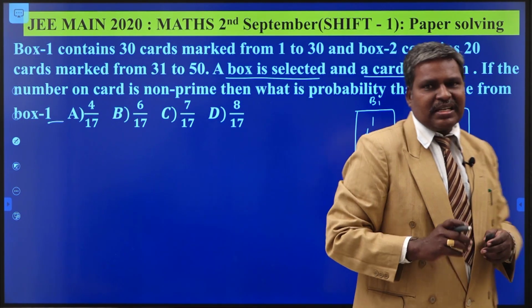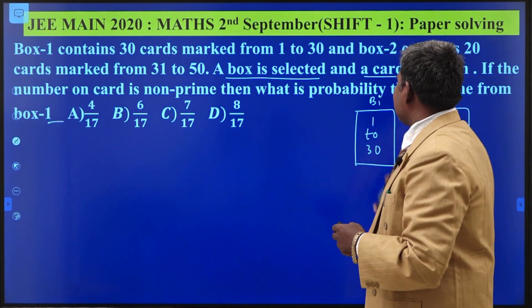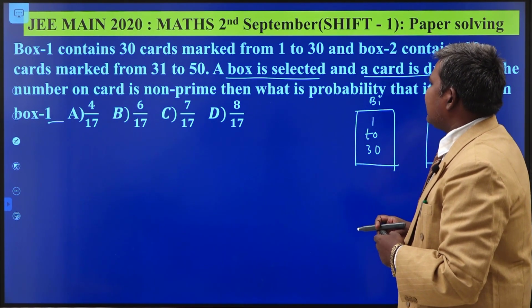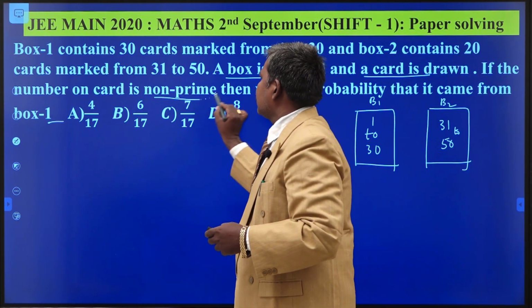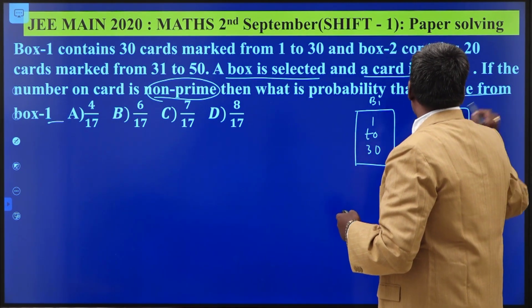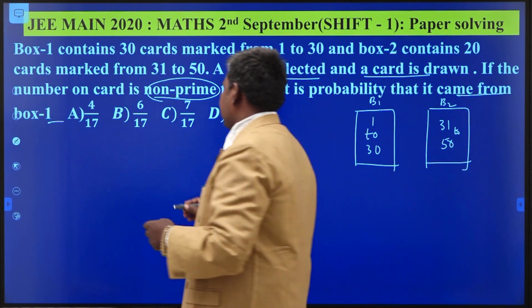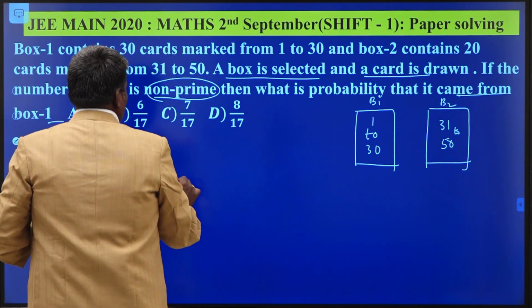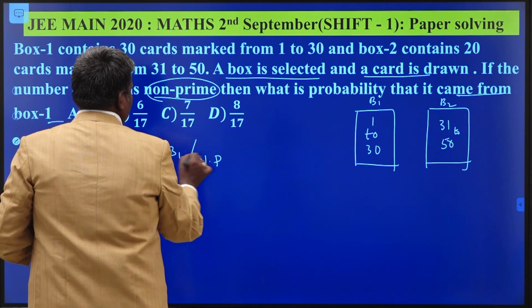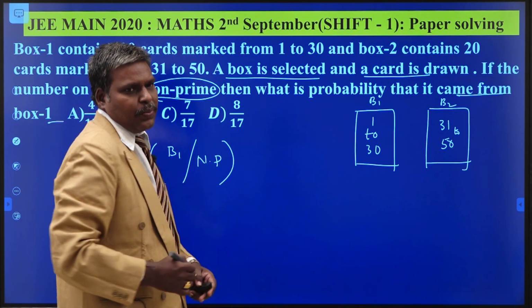So, two boxes are there. One box is selected at random and a card is drawn from it. He observed that it is a non-prime. The card is non-prime. You have to find out the probability that it came from box 1. This is your required probability.